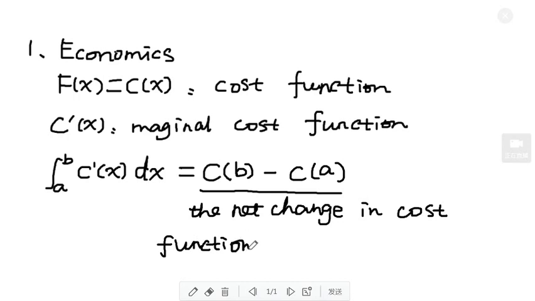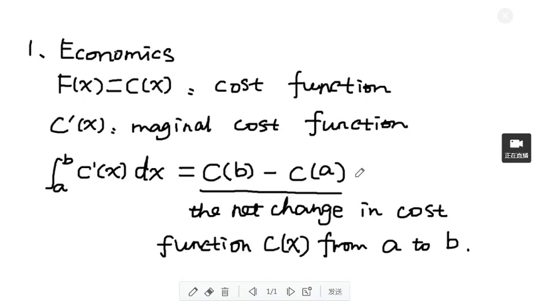C(x) from a to b, right? So we can apply the definite integral in this kind of case. So that is number one in economics.